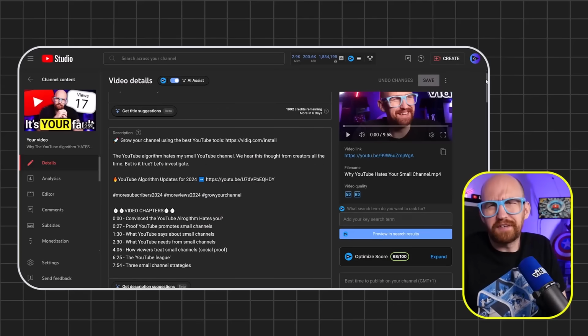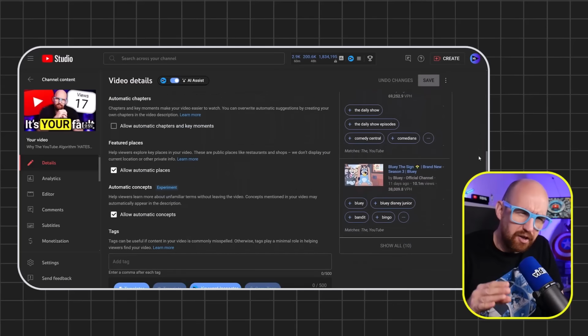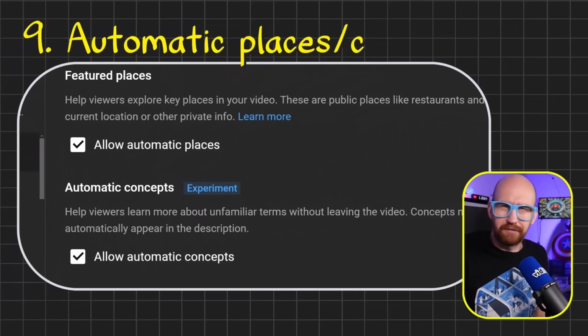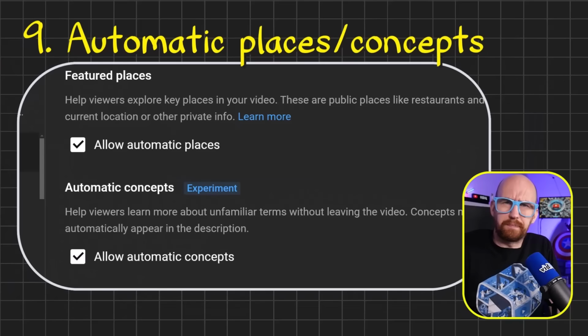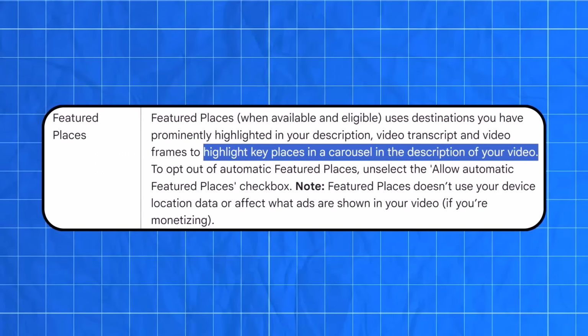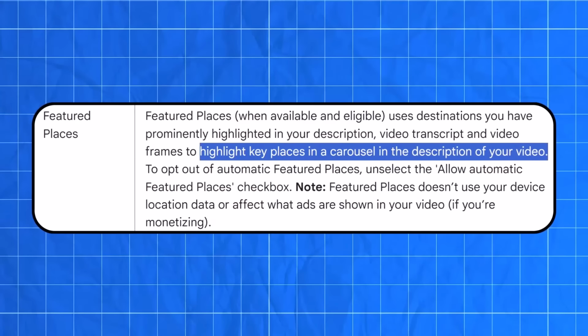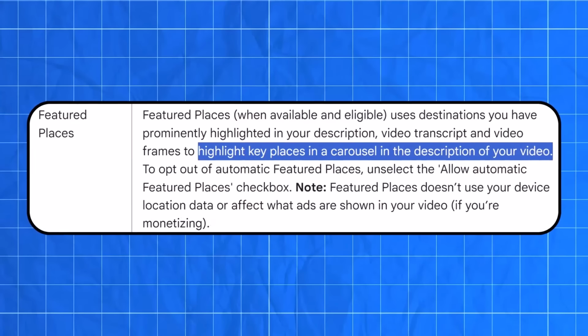All right, we've got two settings now that I've got to confess, I don't entirely know what they do. Automatic places and automatic concepts. And I say this because despite how they're described, I haven't seen these out in the wild on YouTube. Automatic places talks about highlighting key places in a carousel in the description of your video. Gotta confess, I myself have never witnessed this feature on YouTube.